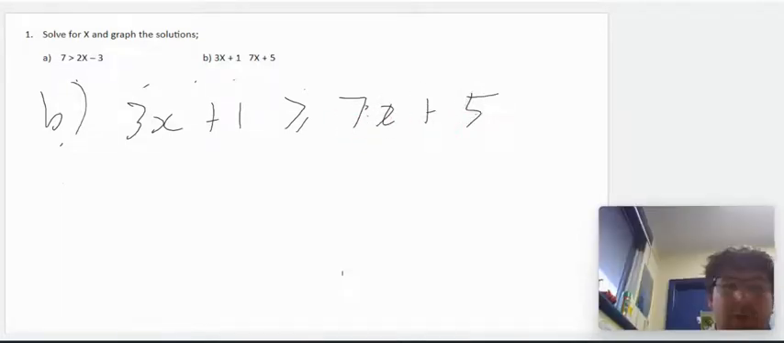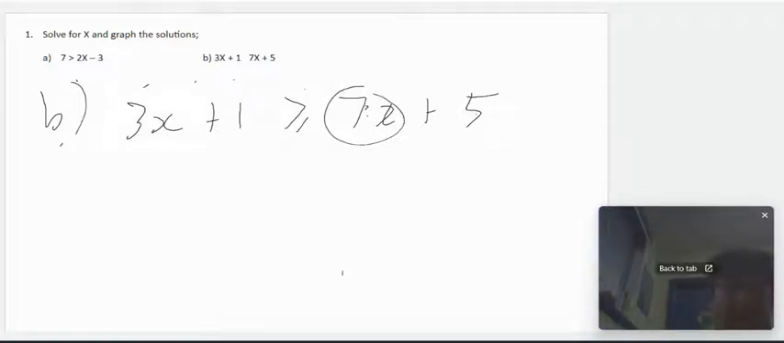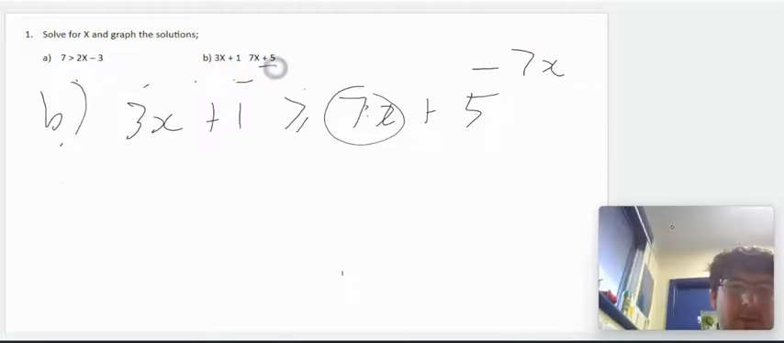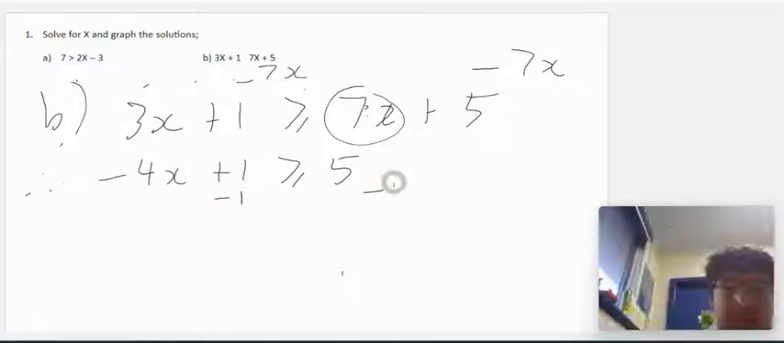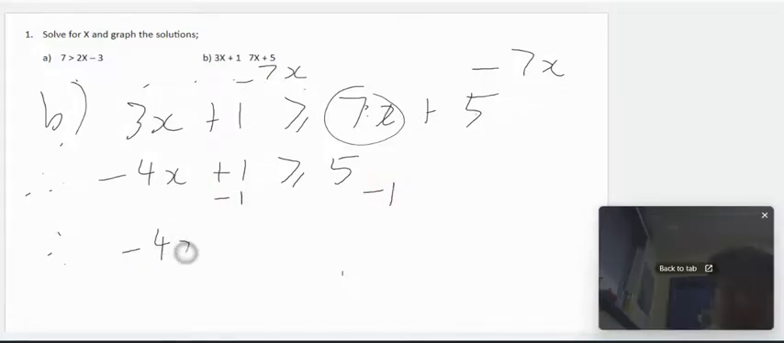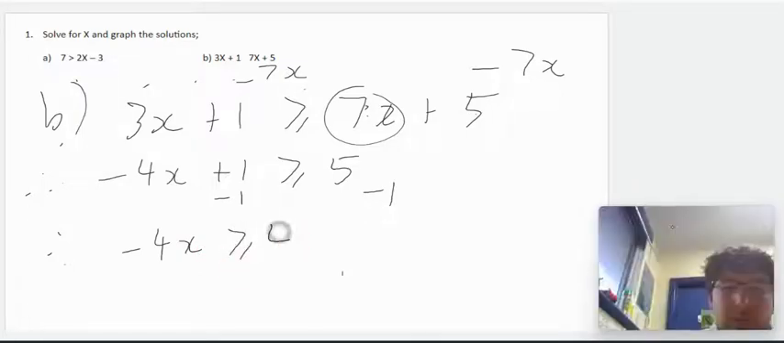Okay, so we need to move all the x's to being on the one side. I can see that we've got 7x here. So let's take 7x from that side, and let's also take 7x from that side. So 3x minus 7x becomes minus 4x plus 1 is greater than or equal to 5. Now we've got the plus 1 here, so we're going to take 1 from both sides. Minus 4x is greater than or equal to 5 take 1, which is 4.